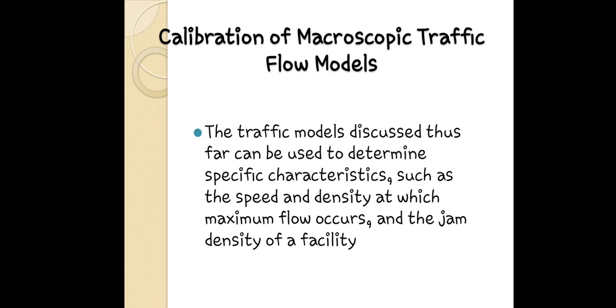So next is the calibration of macroscopic traffic flow models. The traffic models discussed thus far can be used to determine specific characteristics such as the speed and density at which maximum flow occurs and the jam density of a facility. There are a lot of examples. You can also message me for further examples.